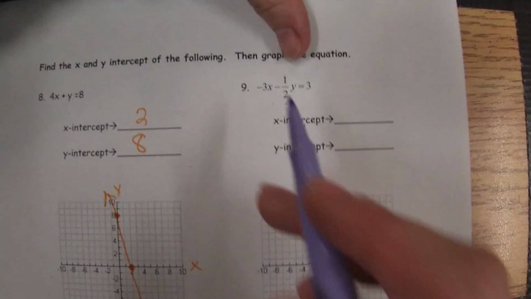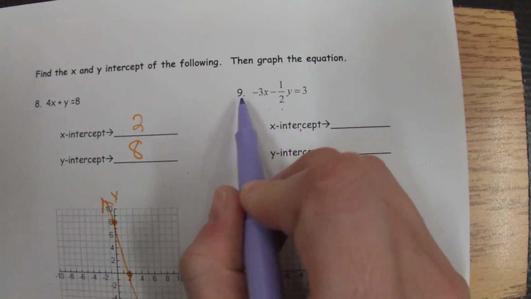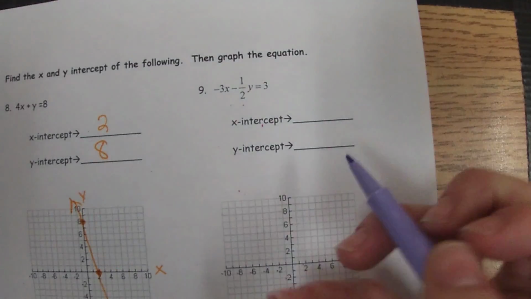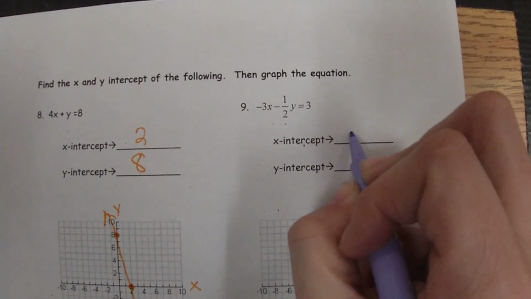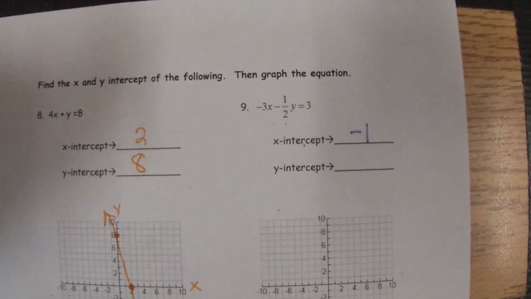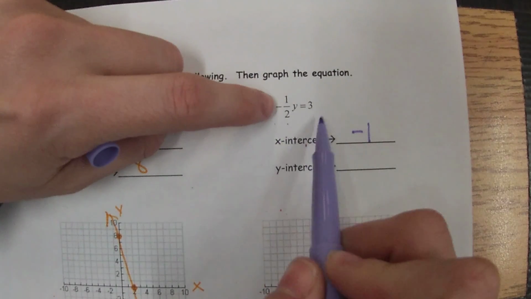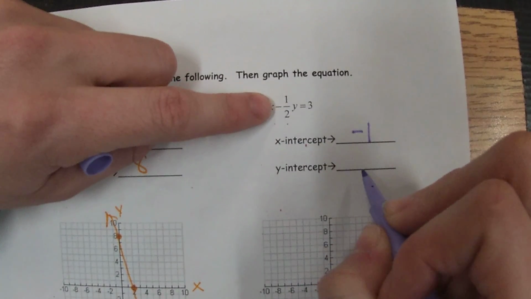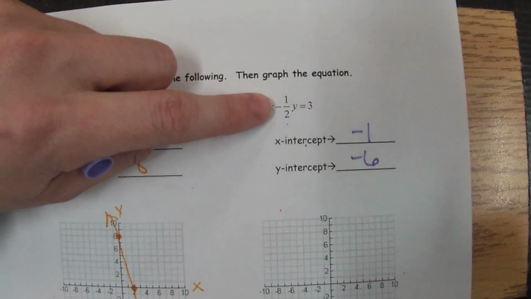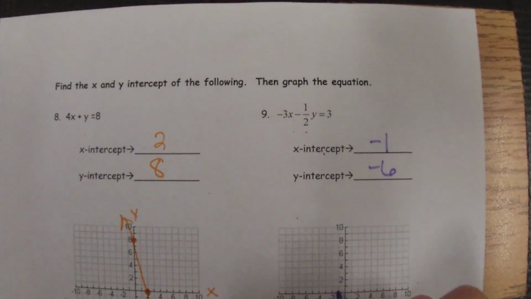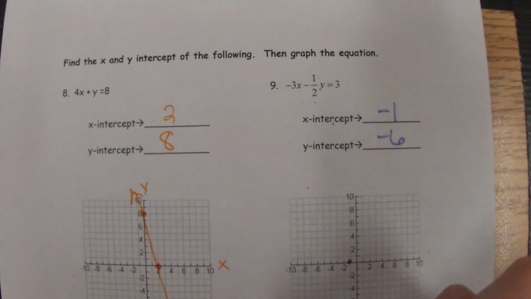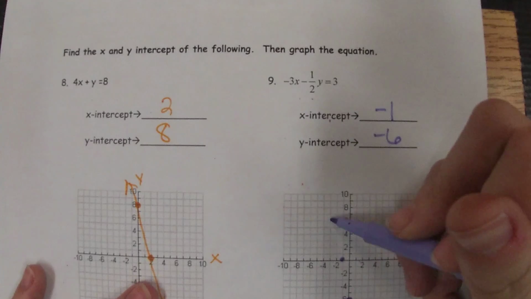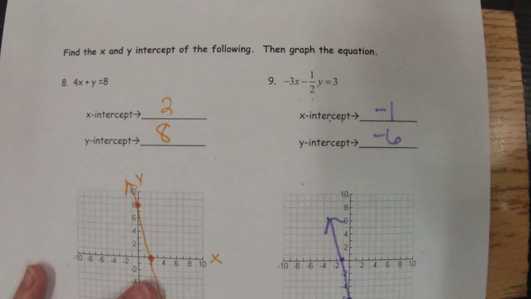Number 9, to find our x-intercept, we're plugging in 0 for y, so we'll have negative 3x equals 3, so we'll divide by negative 3, which gives us an x-intercept of negative 1. For our y, we'll plug in 0 for x, so we'll be dividing by negative 1/2. Dividing by a 1/2 is the same thing as multiplying by 2, so we'll get a negative 6. So on our x-intercept, we're going to go to negative 1. On our y-intercept, we'll go to negative 6, and our graph will be here.